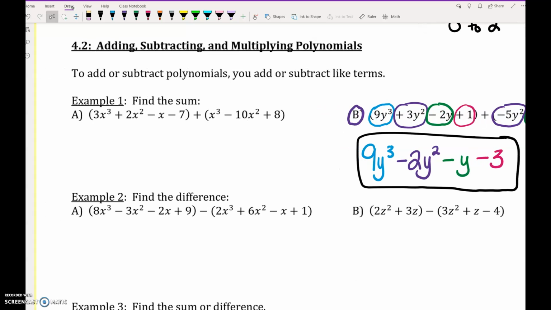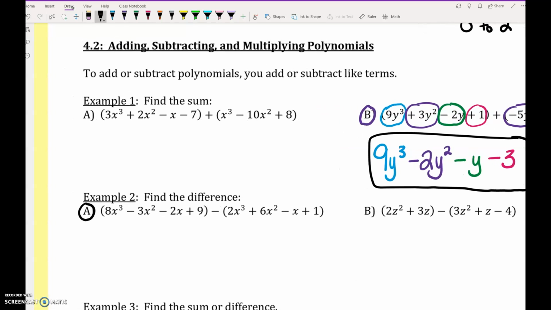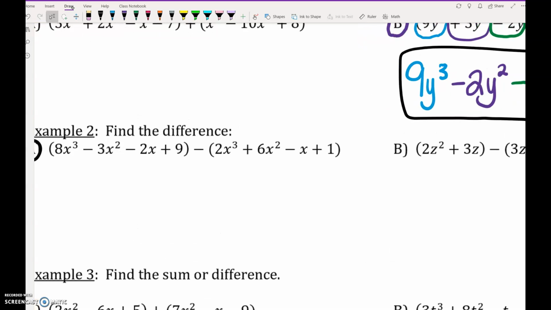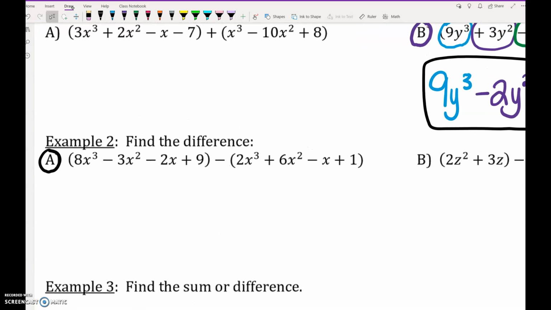Okay, finding the difference. Let's do example A. When it's subtraction, we do have to consider the parentheses, because we need to subtract all of that second polynomial. We need to subtract 2x to the third. We need to subtract 6x squared. We need to subtract a negative x and subtract the 1. So basically, I just rewrote the second polynomial using the minus sign for every single term. Kind of like distributing the negative.